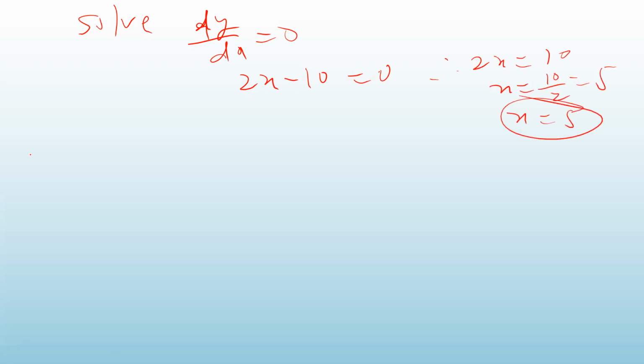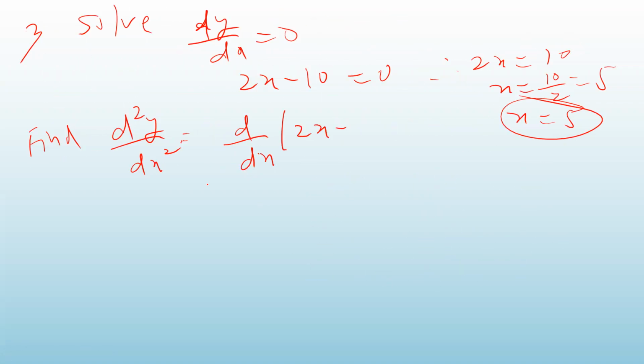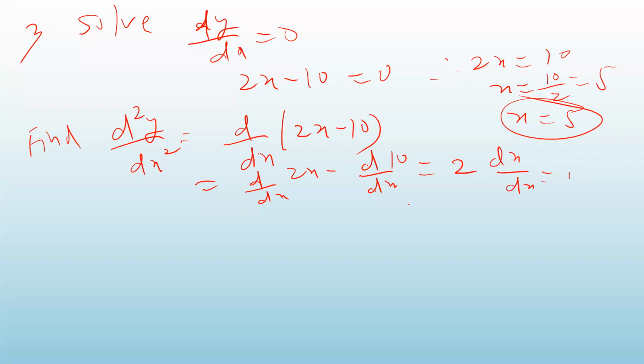Now what is the third step? In the third step, we find the second order derivative of y. What is the second order derivative of y? It is the derivative of the first order, which is 2x minus 10. Find its derivative. So it is derivative of 2x minus derivative of 10. Derivative of 2x is 2 into derivative of x. And derivative of 10 is 0. So you will get 2. Look at this. The second order derivative is positive. 2 is positive. And therefore, y has minimum value at x is equal to 5.